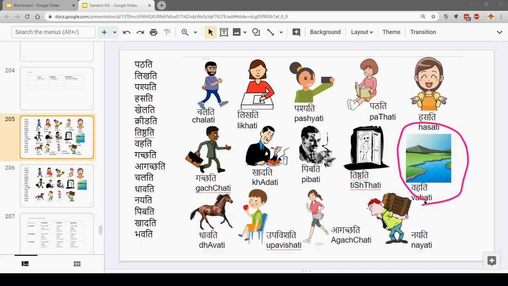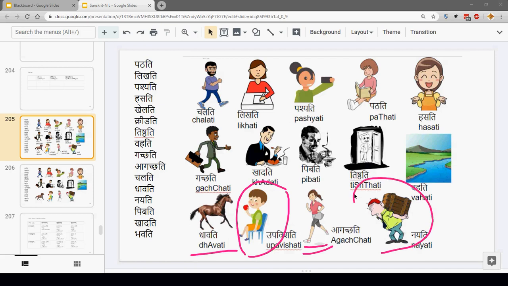Samundraha kim karoti. Samundraha vahati. What is the first word? Samudraha, sea. Samudraha kim karoti, samudraha vahati, okay. Next, Ashwaha kim karoti, ashwaha dhavati. Okay. Dhanyavada. Veena, next one. Putraha kim karoti, putraha upavishati. Mahila kim karoti? Mahila agachati. Okay, and now for the last, Shiva.